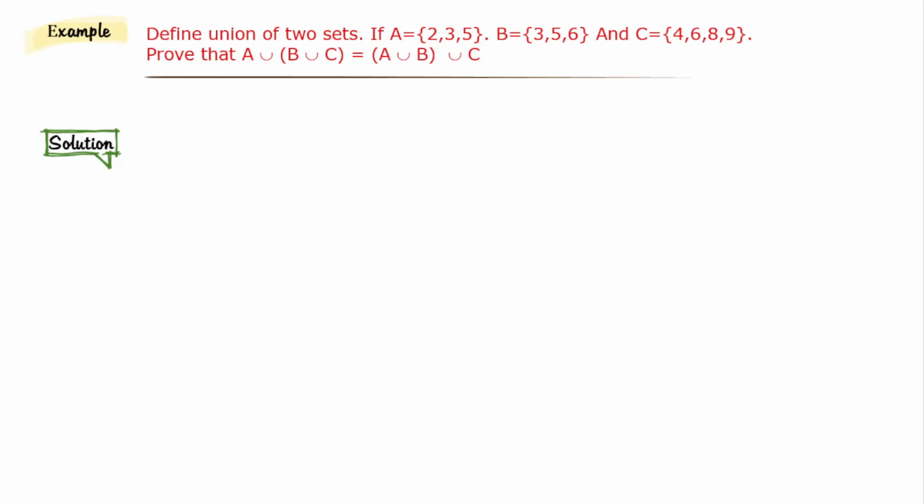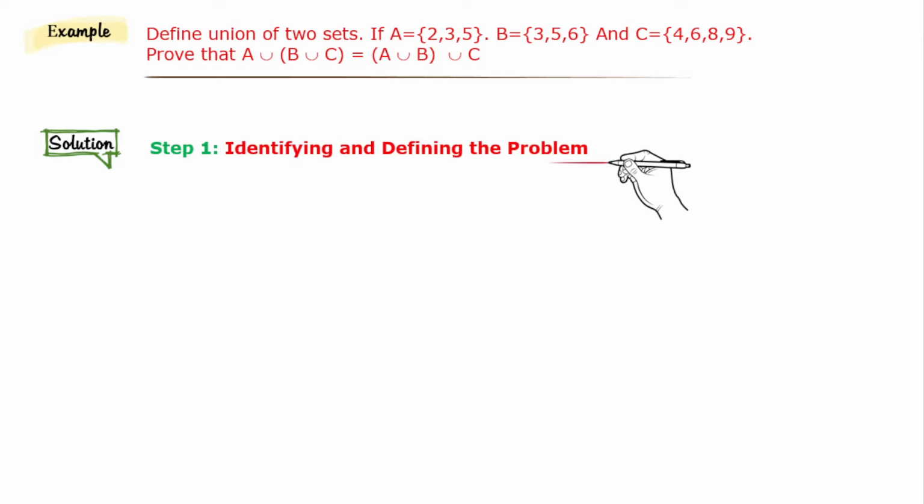Now, an example. Define union of two sets. If A is the set containing 3 elements 2, 3, 5, B containing 3 elements 3, 5, 6, and C containing 4 elements 4, 6, 8, 9, prove that A union (B union C) is equal to (A union B) union C. To solve this problem, the first step is identifying and defining the problem.